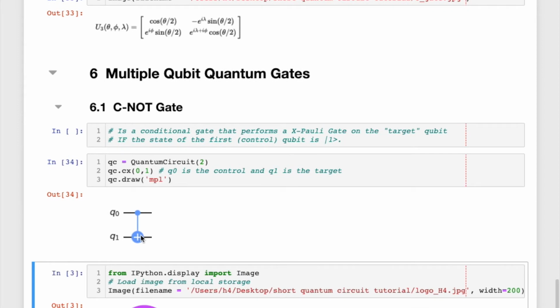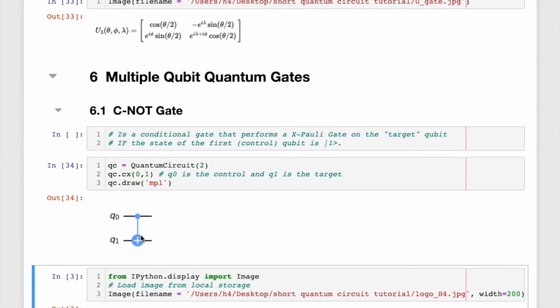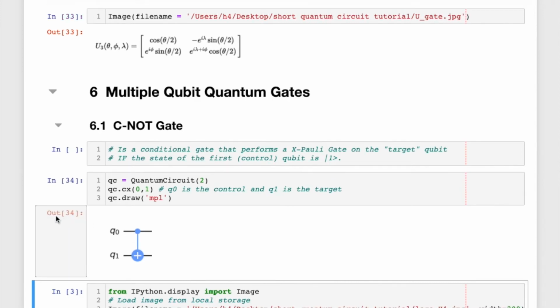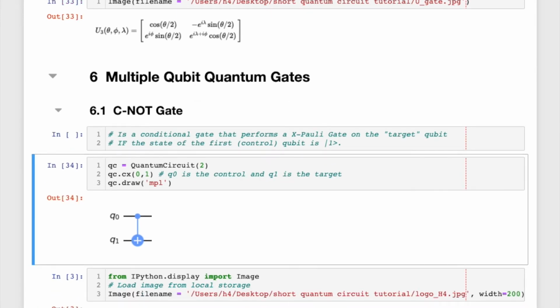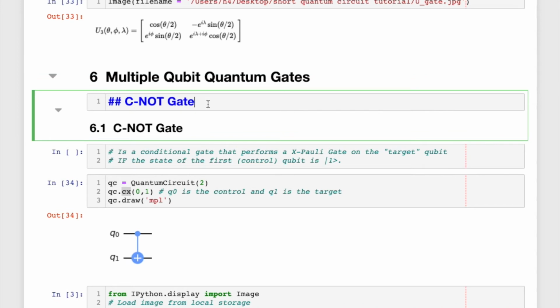So basically what this is doing, this is rotating the Q1, where you see a plus. This is the target, that's why it's a plus. And this happens if, after looking at Q0, Q0 is in the state of ket 1. Does it make sense? This is also called the CX gate, or CNOT.